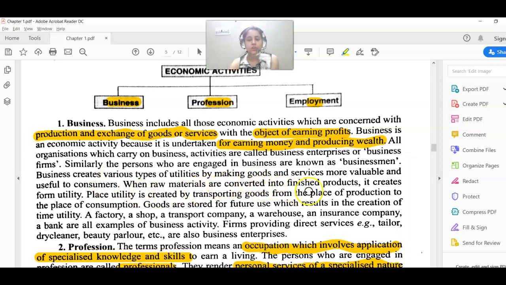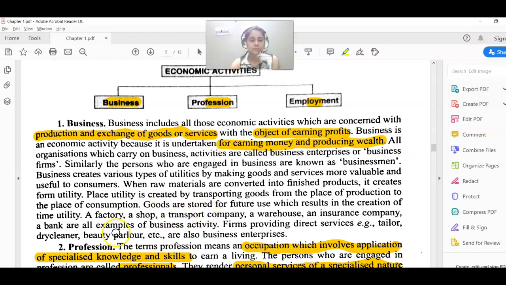When raw materials are converted into finished goods, it creates form utility. When a thread is converted into a shirt, that's form utility. Place utility is created by transporting goods from the place of production to the place of consumption. Goods are stored for future use, which results in the creation of time utility. For example, we have lots and lots of milk. If in one month we dry it up, make a powder, and then sell it and use it in another month when there is a shortage of milk, that's time utility.